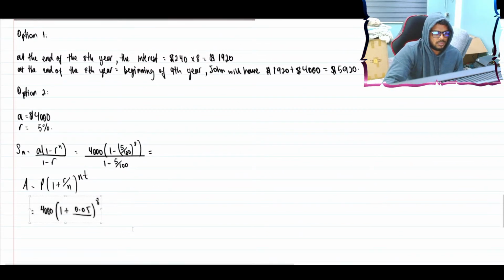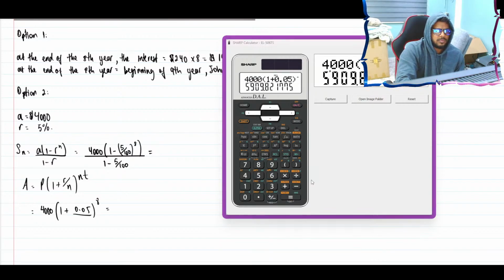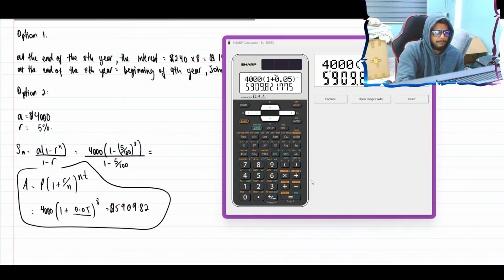Alright, so this formula here, I'll go back to the GP's approach to it. 4,000 into 1 plus 0.05 to the power 8 gives 5909.82. Right, this is using this formula here. I will get back to the GP's approach for this one.